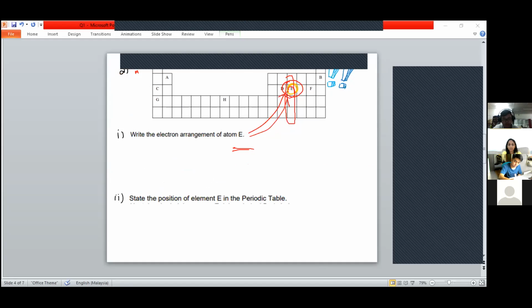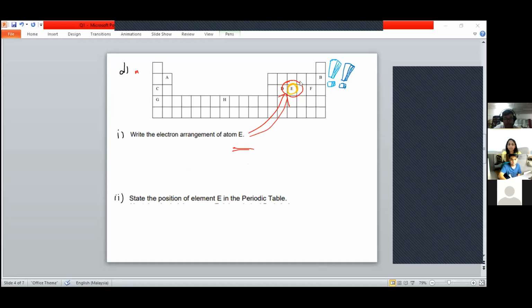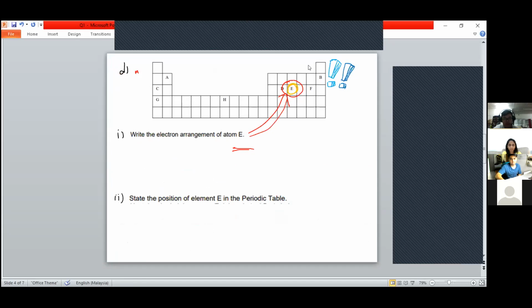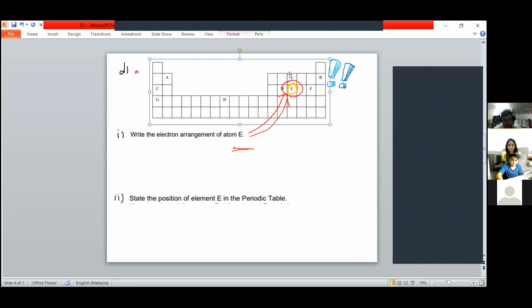So the next question they asked about atom E, which is over here. So they asked for the electron arrangement. The electron arrangement for atom E can be determined by its position at the periodic table. So in this case, atom E is in group 15, I think. I don't know.